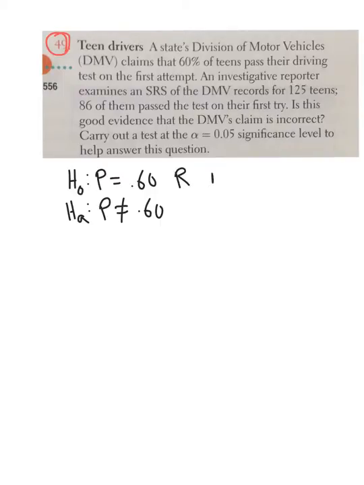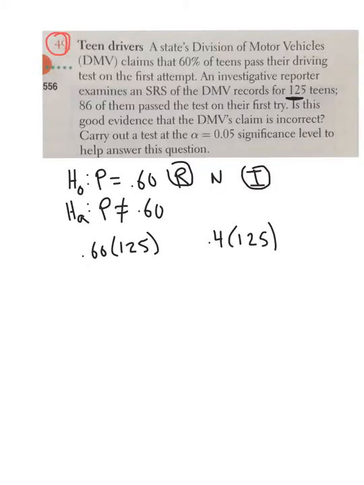Okay, so random, normal, independent, all that stuff. Random is stated. Independent, we're going to assume that there's over 1,250 teens, and then the normal is 0.6 times 125, and also 0.4 times 125. Are those both bigger than 10? And the answer is yes, they are both bigger than 10. So here we go. Let's do the math.